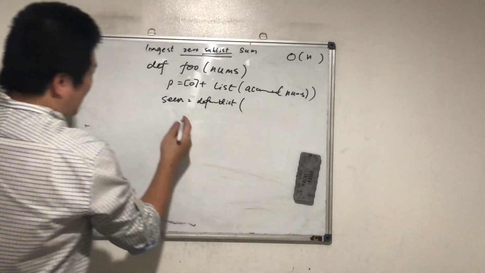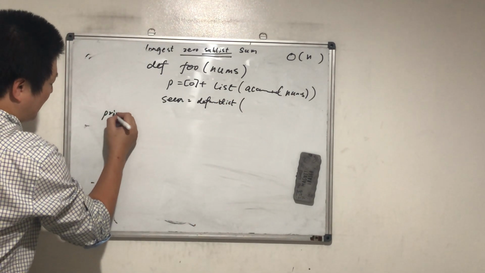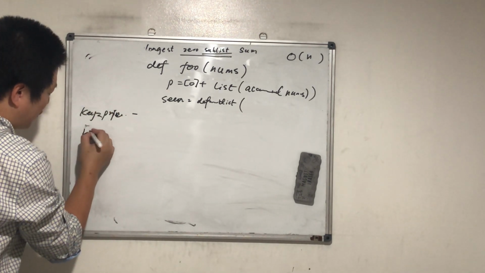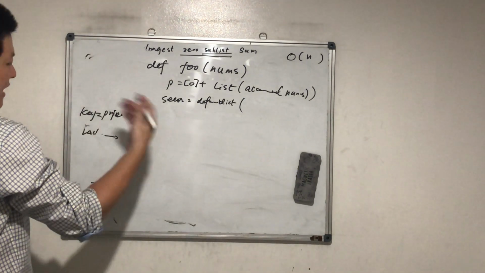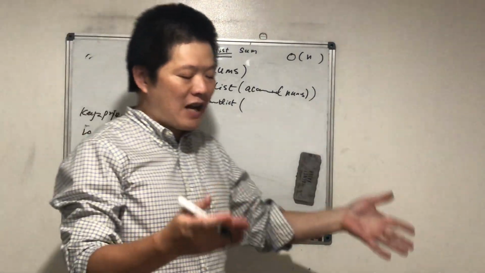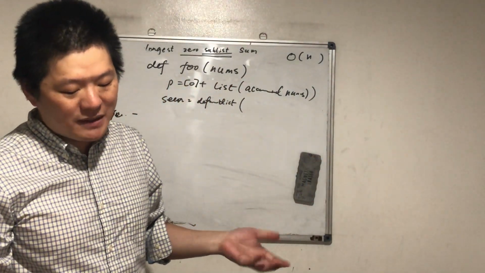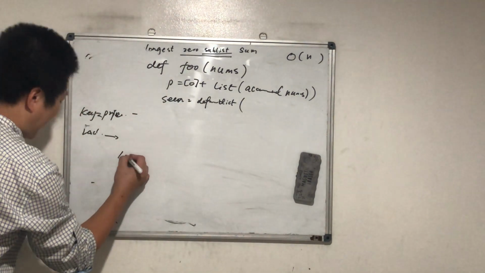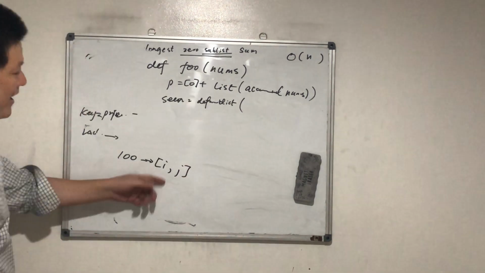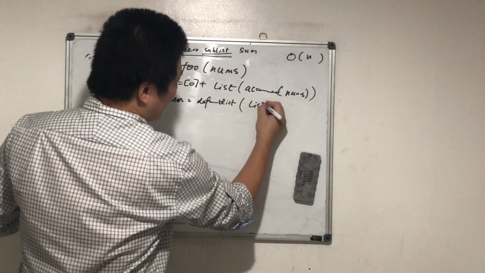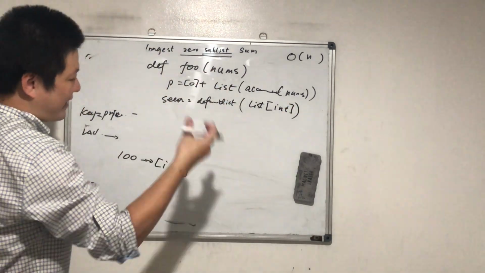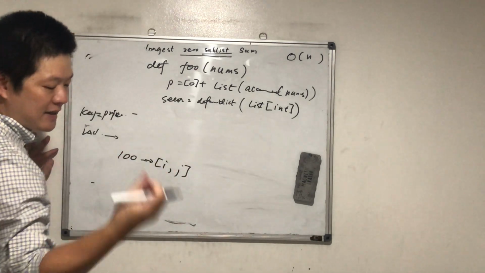Let's say seen equals defaultdict. The seen is the prefix, because in the prefix sum the key will be the prefix sum, and the value will be the list of indices. Yeah, it could be many, as I said. Look, from 0 to i it could be a sum of 100, and from 0 to j it will be a sum of 100 as well. So the key will be 100, and the value will be the index array, i and j, right? So defaultdict of list of integers. The key is the prefix sum, and the value is the index.